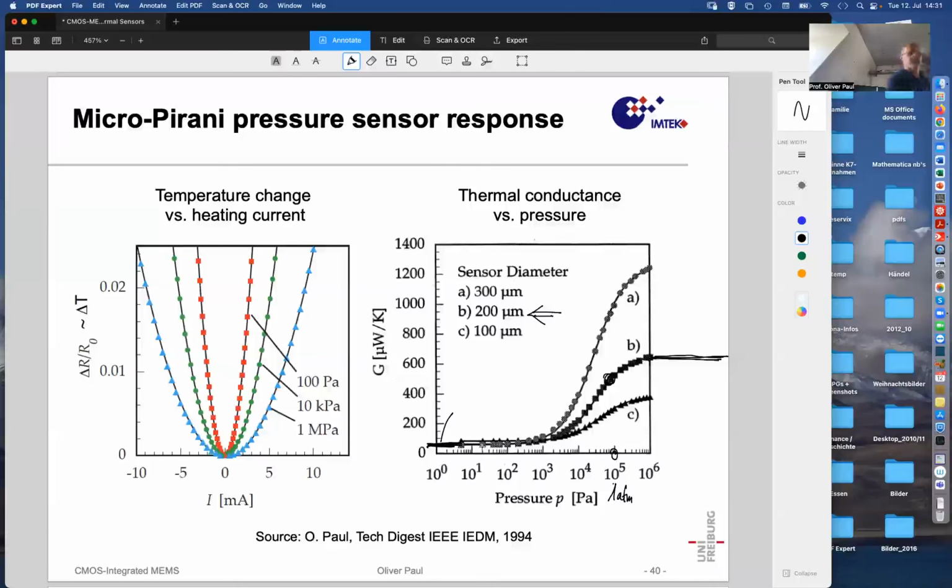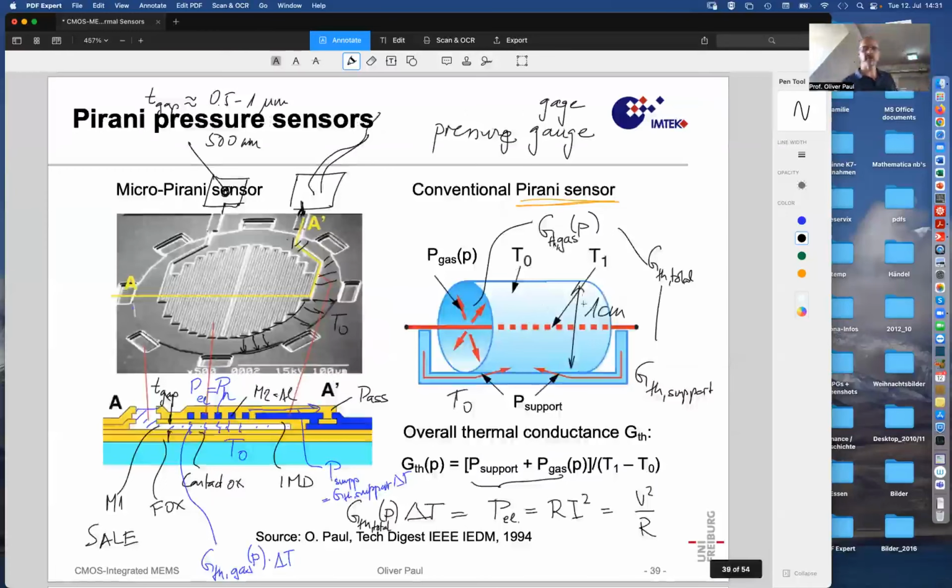But it's much larger. This object here has maybe a centimeter or a few millimeters of diameter. Instead of, let's say, 500 nanometers, half a micron, 10 to the minus 6, that's micro Pirani, and then conventional Pirani is 5 millimeters, 5 times 10 to the minus 3. Okay, it's a factor of 10 to the 4 larger.